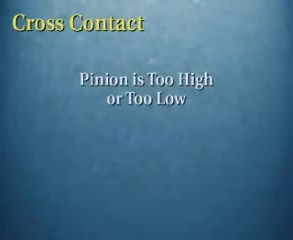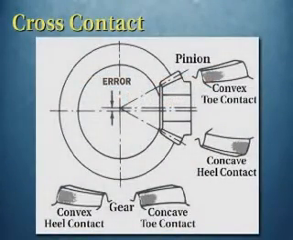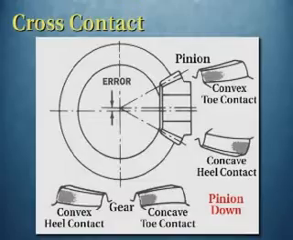The condition of cross contact occurs when the pinion is either too high or too low in relation to the gear. Here we see the contact patterns when the pinion is too high. The convex side of the gear has heel contact and the concave side has toe contact. Corresponding contact errors are also found on the pinion. To correct this, the pinion would need to be moved down.